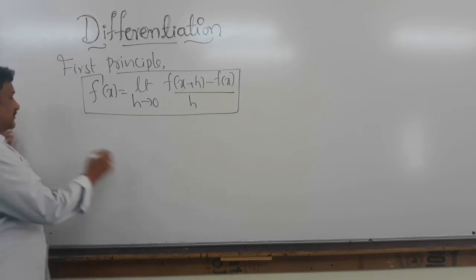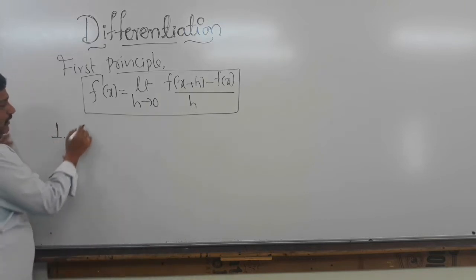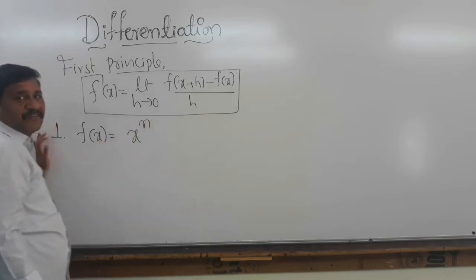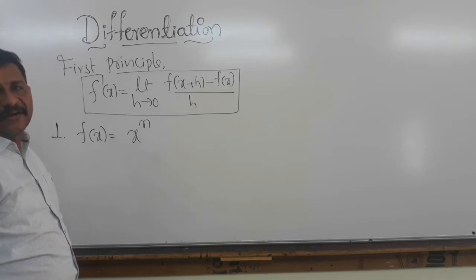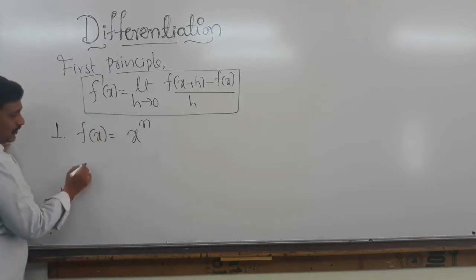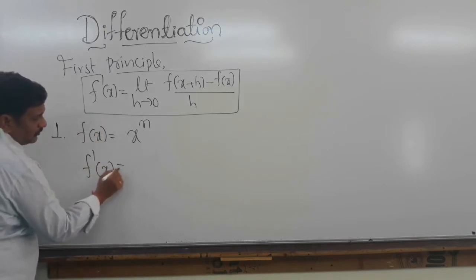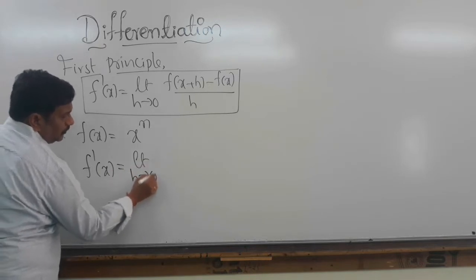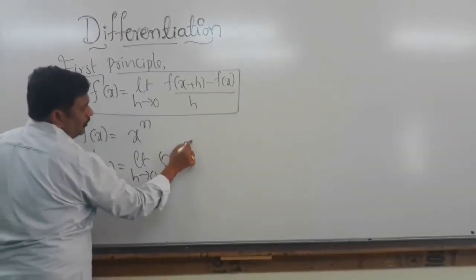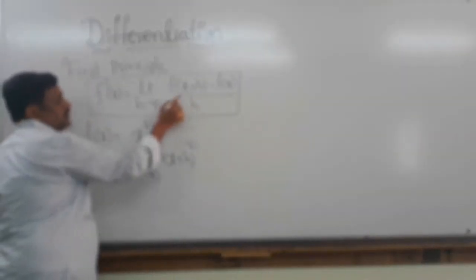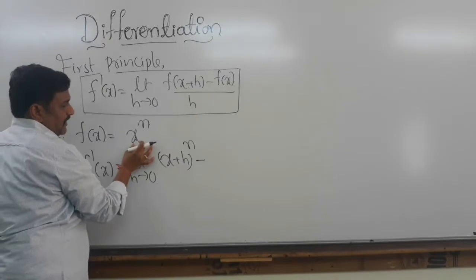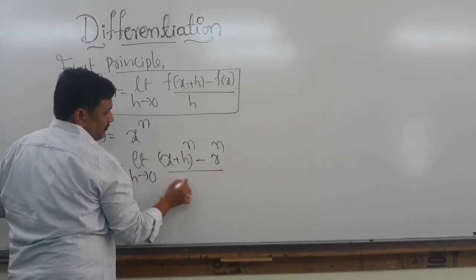You see there. So for example, the first formula: f of x is equal to x raised to n. Its derivative we want to find out by using our first principle. So now f dash of x is equal to, by first principle, limit h tends to 0, f of x plus h, means in place of x we take x plus h, whole power n, minus f of x, which is x raised to n, upon h.